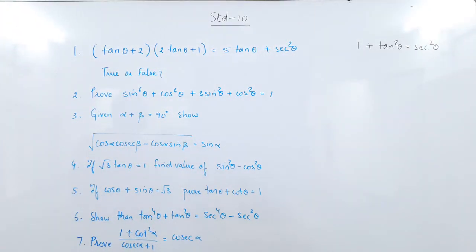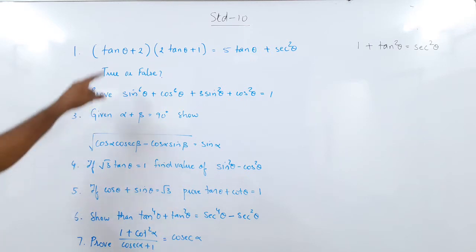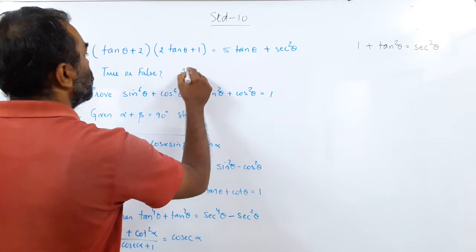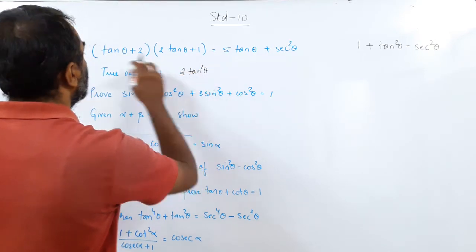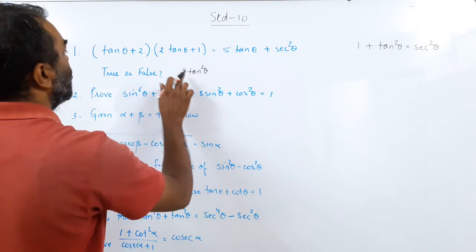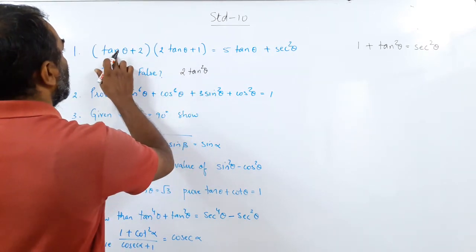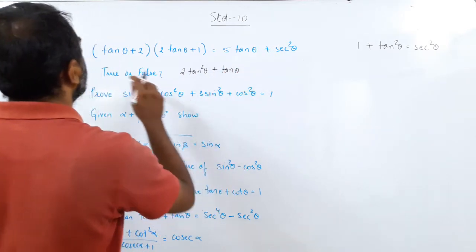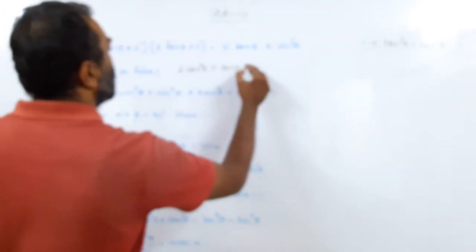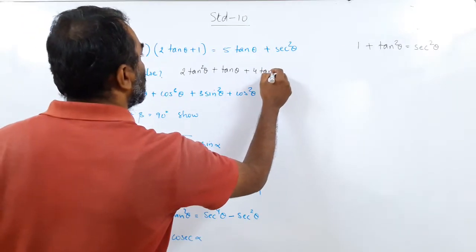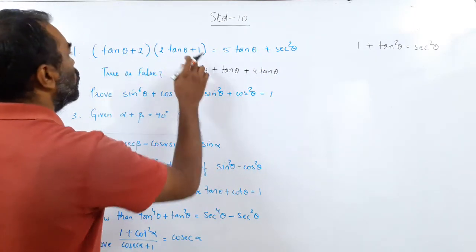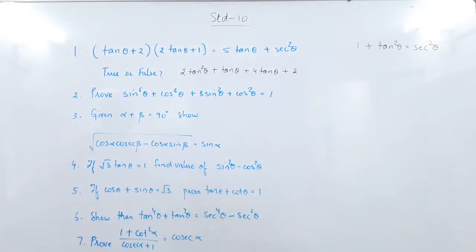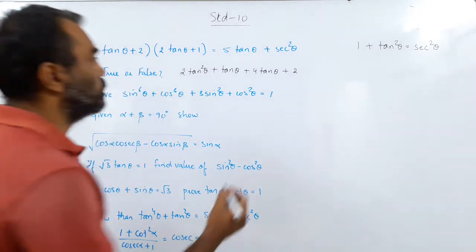So what I will simply do is I will multiply the bracket. So tan theta into 2 tan theta gives me 2 tan square theta. Tan theta into 1 gives me tan theta. 2 into 2 tan theta gives me 4 tan theta, and 2 ones are 2. So I have multiplied this bracket and come till here.